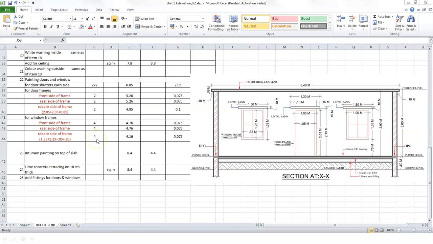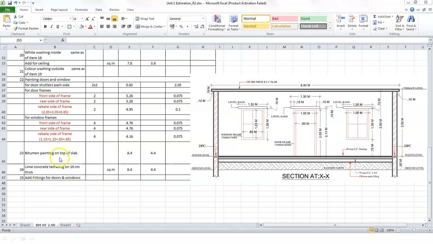Now for the rebate side of the frame, it's 1.23 plus 1.23 plus 0.85 plus 0.85. For the rebate side, we'll be looking at the inner dimension inside the frame. So 1.23 and 1.23 on one side, then 0.85 on one side, 1.23 again, and 0.85 again. So we get 4.16, and we have the cross section, the thickness of the frame, as 0.075. So we get that in the thickness part. Because there are 4 windows, we multiply it by 4.